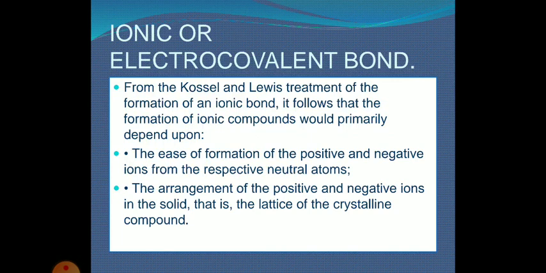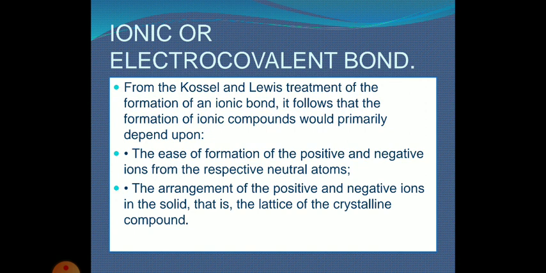In chemical bonding, this is the chapter from 11th science chemistry. And students, in our previous lecture, we have seen the different parts of this chapter. In today's lecture, we are going to learn a new concept, that is ionic or electrovalent bond.